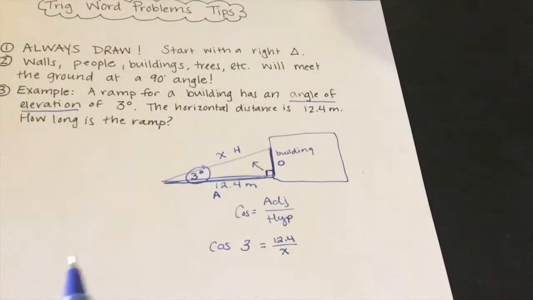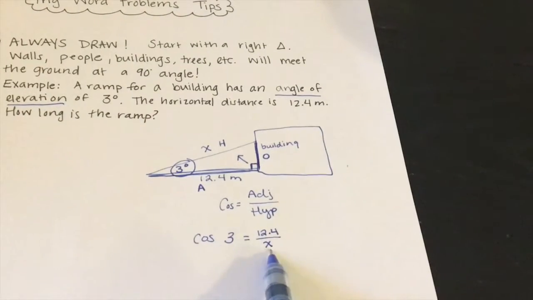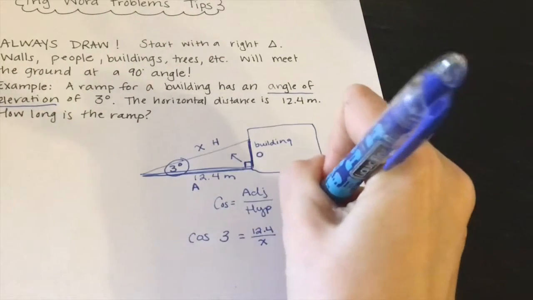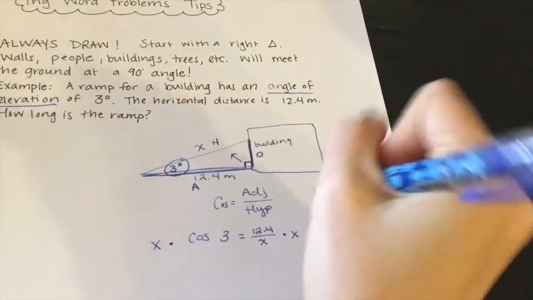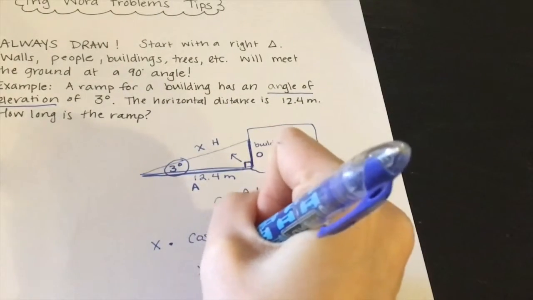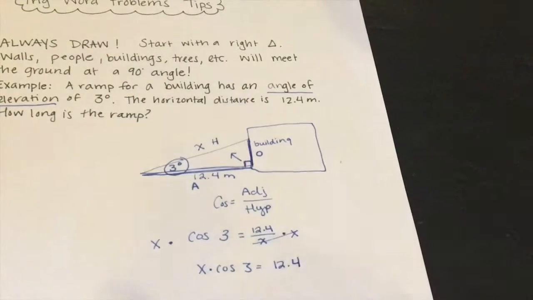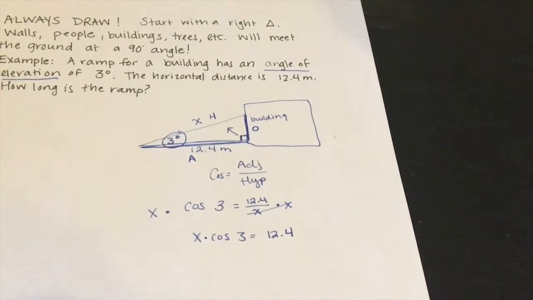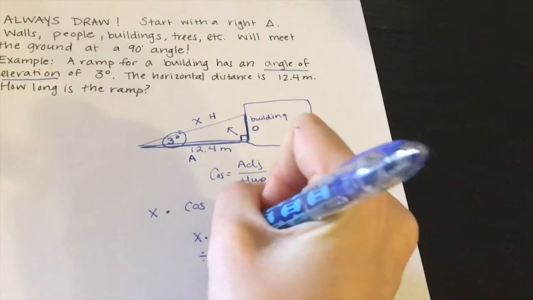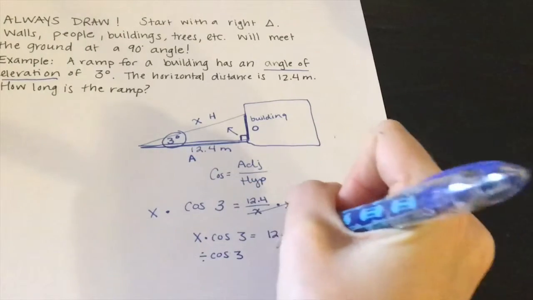We've done this a few times now, so we should know we need to get x out of the denominator, so multiply by x on both sides. x times the cosine of 3 is equal to 12.4. And now, because I have multiplication here, I'm going to get rid of it by dividing. So divide by the cosine of 3 on both sides.